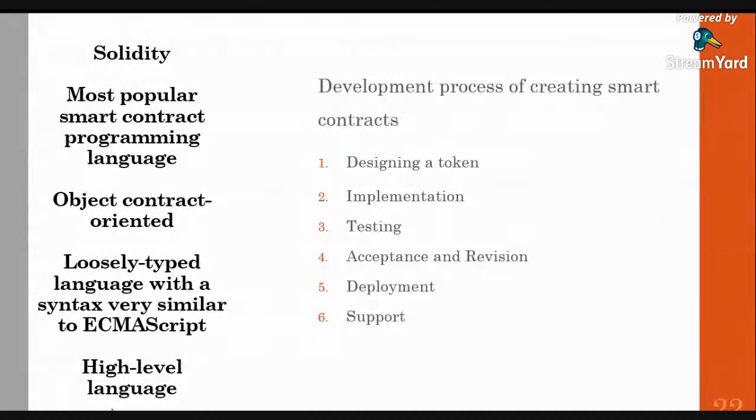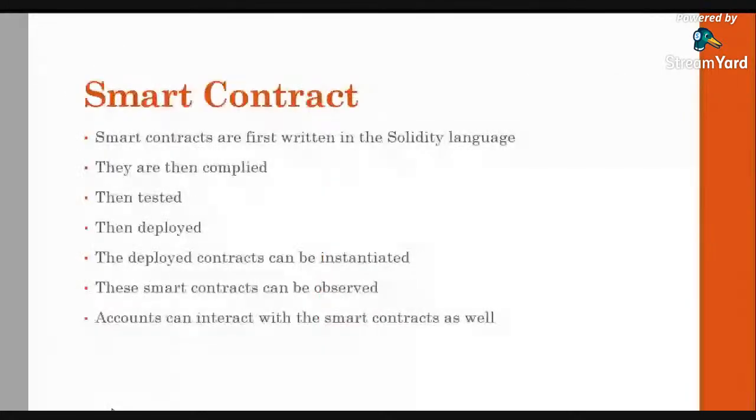Support is really just making sure that everything's going smoothly. It's not really that important. So these are the implementation steps, actually. Smart contracts are written in Solidity, and then they're compiled and tested. Once tested well and comprehensively, we go to deployment. Then the deployed contracts can be instantiated. Basically, creating a contract is like creating a class in Java or Python. When you have a class, you can create multiple instances of it, correct? Same here, you can create multiple instances of the contracts. These contracts, as we said, can be observed, and accounts can interact with them.